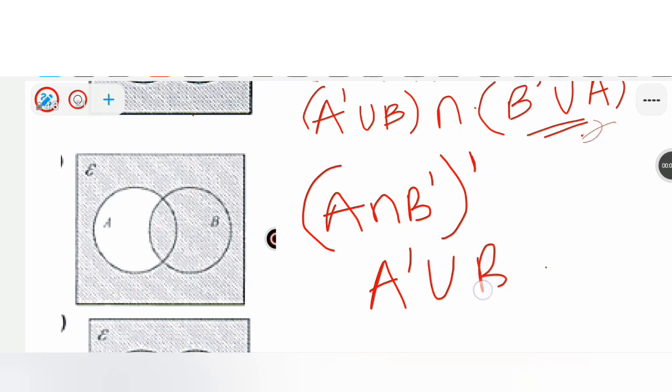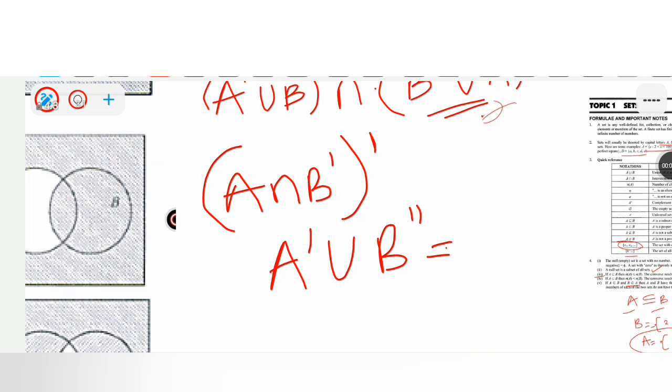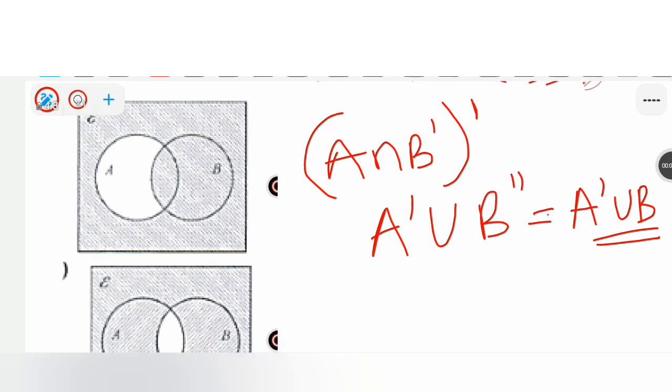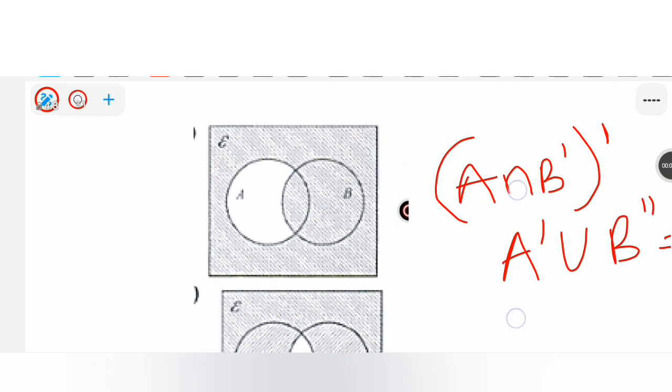Then this will be B prime prime, which is the same thing as A prime union B. B prime prime is the same thing as B. Okay, so that's just that. Then actually you can also do it another way.